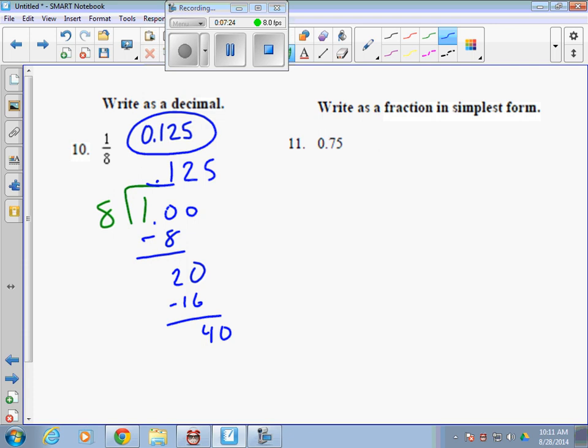Number 11 says, write as a fraction in simplest form. Easiest way to write fractions is to look and see which place everything is. This is the tenths place. And this, since it's the second one, is the hundredths place. Notice we just added another 0. So what this is saying is 75 per 100. Remember, per 100 just means percent. We're not writing in a percent just yet. We just want to write it as a fraction in simplest form. The number 25 goes into each of these. It goes into 75 three times, and into 100 4 times. 3 over 4 is the simplified fraction.